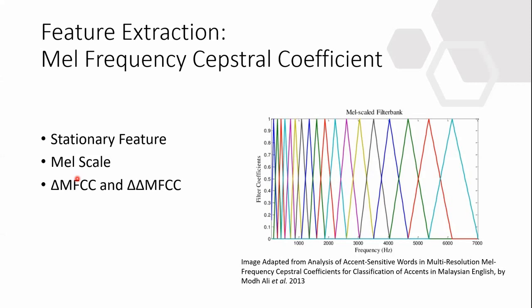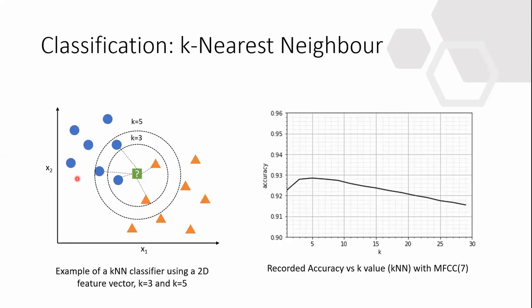Now that we have our features, we can send them to our classifiers. We have tried both k-nearest neighbors and support vector machines. K-nearest neighbor is the easier to understand, so I'll start by explaining it. K-nearest neighbor computes the Euclidean distance between our test data and all of our train points. And then for a set number k, it will find the k nearest neighbors to that test data.